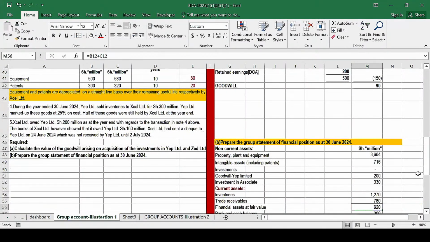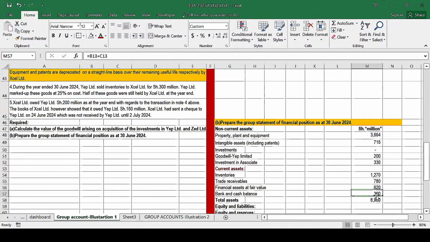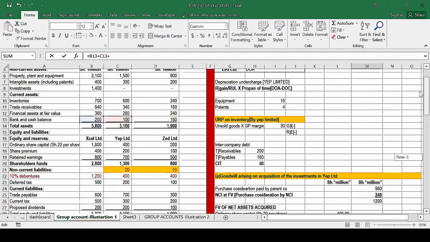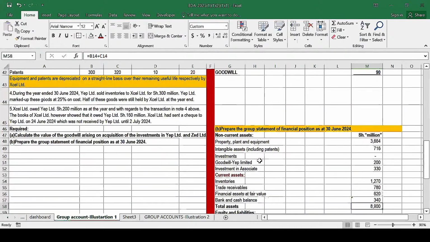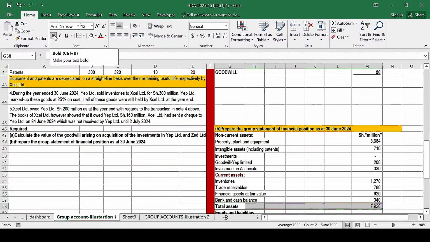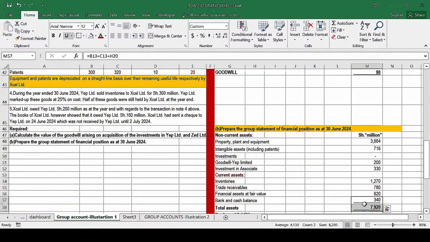Financial assets, no adjustment for that. And then the cash and bank balance. To this, we need to add the cash in transit, this 140. And I think in our case, basically we are done with the assets. So what we just need to do is the auto sum here, and we get the figure there of 7920. Basically, we can arrange this.